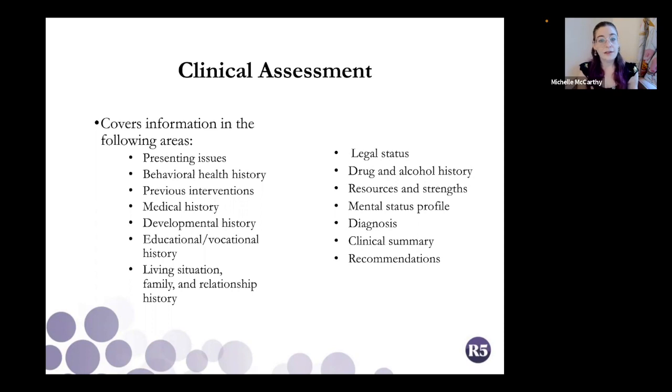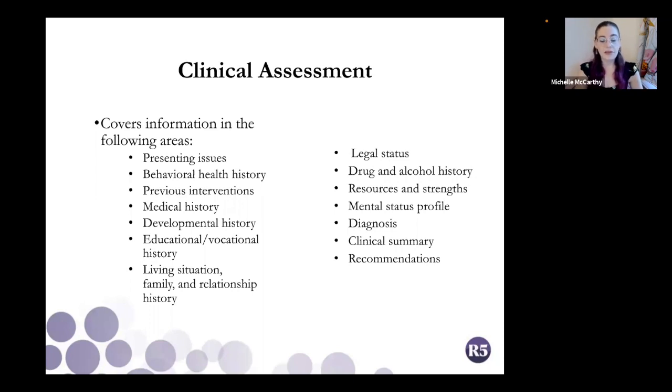The other areas of the clinical assessment are to do with the client's history. So we want to know their behavioral health history. Have you been in any type of mental health services before? Have you previously had mental health diagnoses? Have you been on medications before? We want their medical history because physical and mental health tie together, of course. We want to know their developmental history because sometimes that can give us insight into whether or not these struggles might have started within childhood.